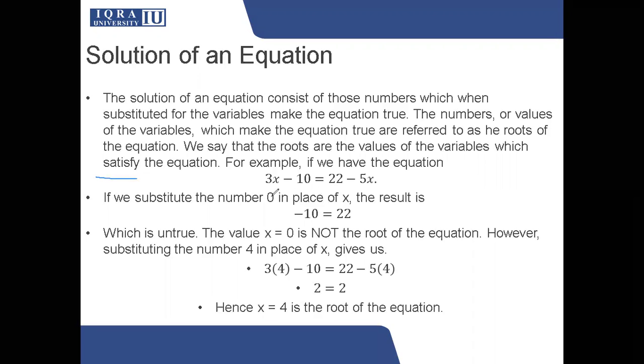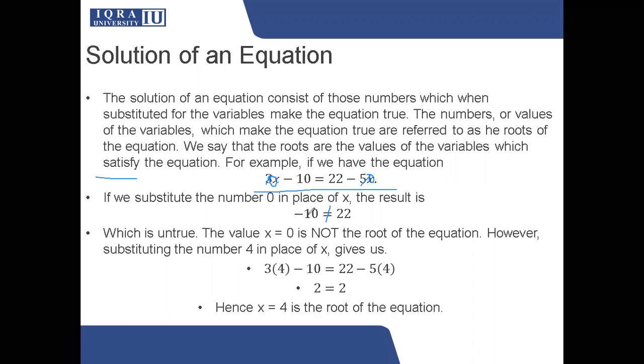So for example, if we have this equation, 3x minus 10 equals 22 minus 5x. Now I'm just going to perform some trial and error. I'm going to put in some numbers and see if the equation balances out or not. So I'm going to substitute the number 0. So what do we get? 3 times 0 becomes 0, minus 10, and 22 minus 5 times 0, which is again 0. This whole term becomes 0, this becomes 0. So what this gives us is minus 10 equals 22. Now this is obviously not true, minus 10 is not equal to 22.